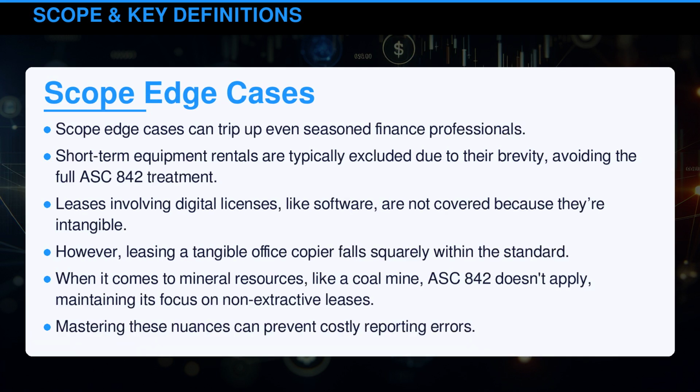Scope edge cases can trip up even seasoned finance professionals. Short-term equipment rentals are typically excluded due to their brevity, avoiding the full ASC 842 treatment. Leases involving digital licenses, like software, are not covered because they're intangible. However, leasing a tangible office copier falls squarely within the standard. When it comes to mineral resources, like a coal mine, ASC 842 doesn't apply, maintaining its focus on non-extractive leases. Mastering these nuances can prevent costly reporting errors.